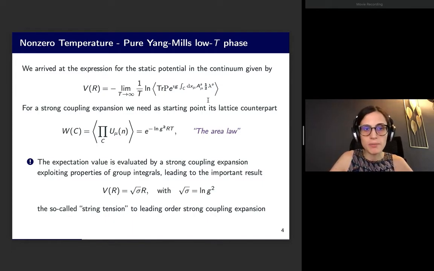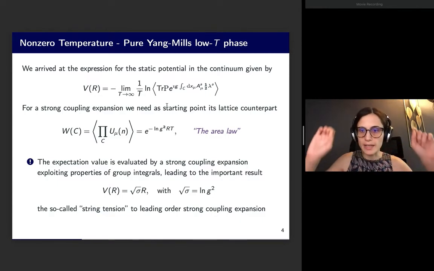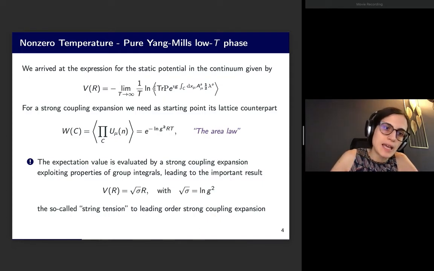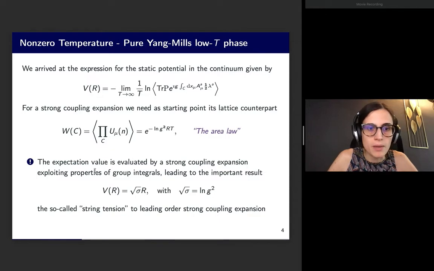And for a strong coupling expansion, we need as a starting point, rather than this expression, its lattice counterpart, particularly the lattice counterpart of this world line along which the static QQ bar pair evolves, which is nothing but what we call a Wilson loop on the lattice. And by using some properties of group integrals, this quantity here can be evaluated in a strong coupling expansion to leading order.